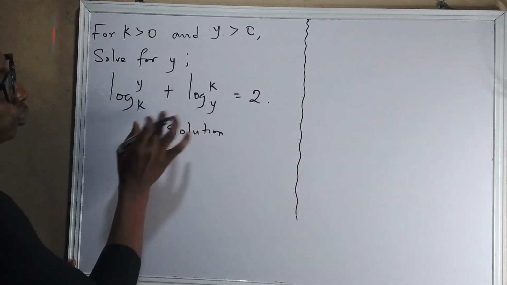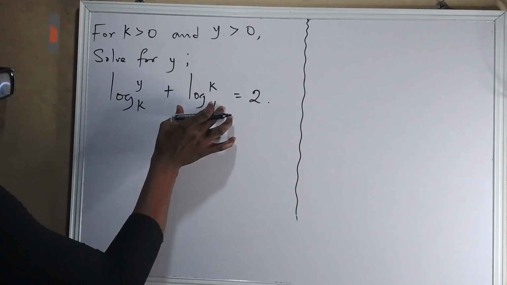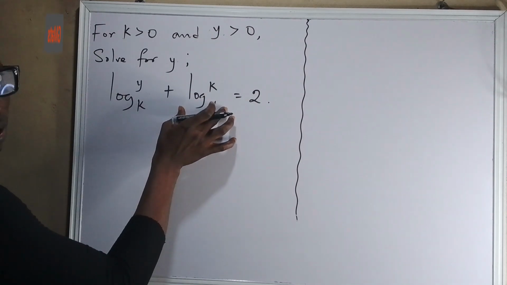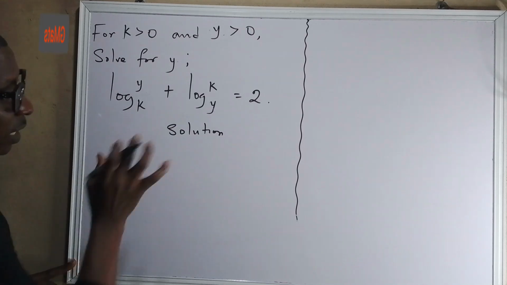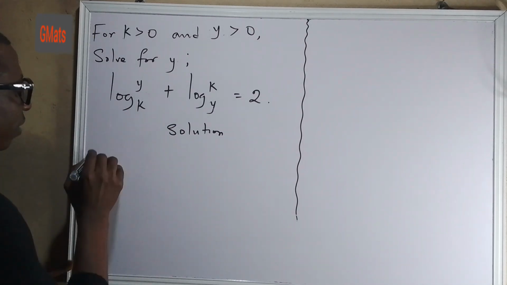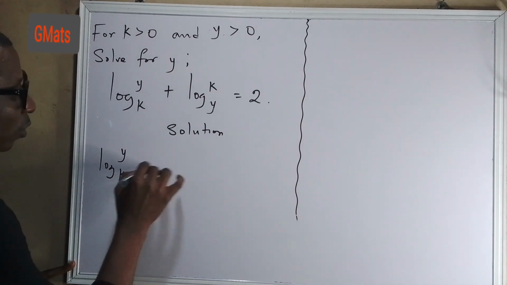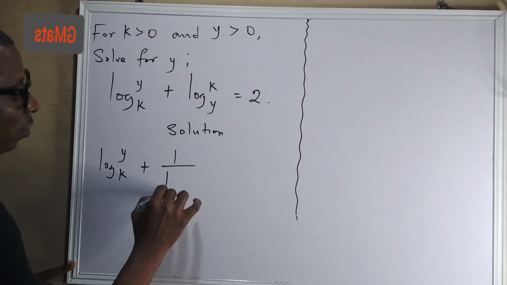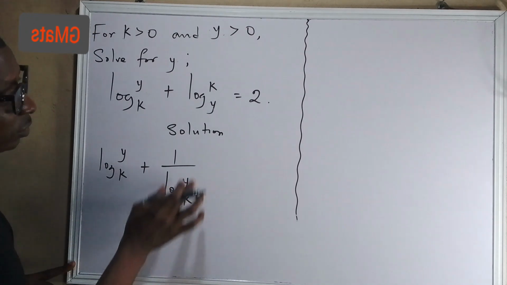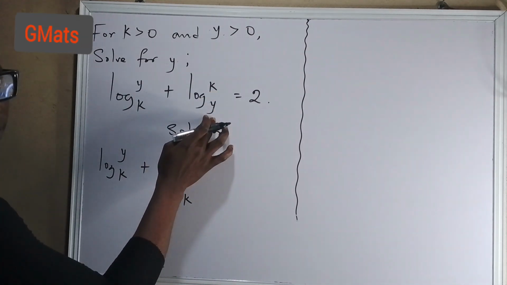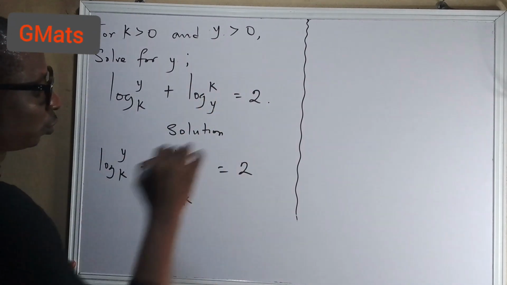So what you are going to do when you have this type of problem is find the reciprocal of one of them. When you find the reciprocal of one, it's going to look like the other. So let's do that and see. We have log of y base k plus 1 over log of y base k. You see that now, the number turns to the base, while the base turns to the number, equals 2.